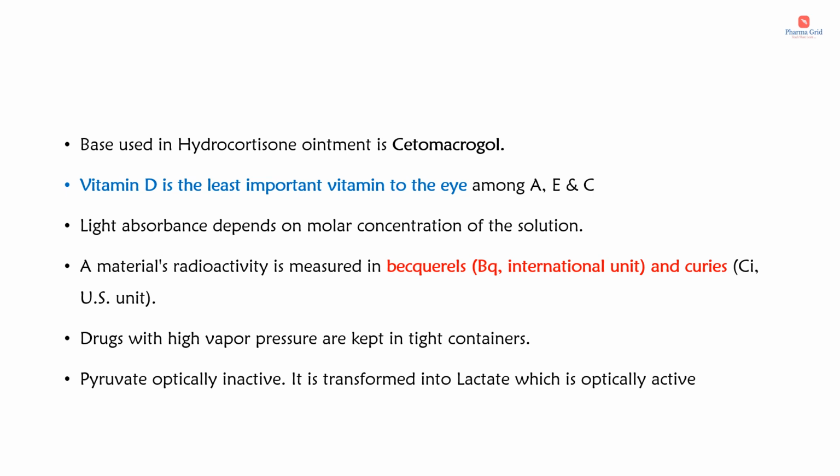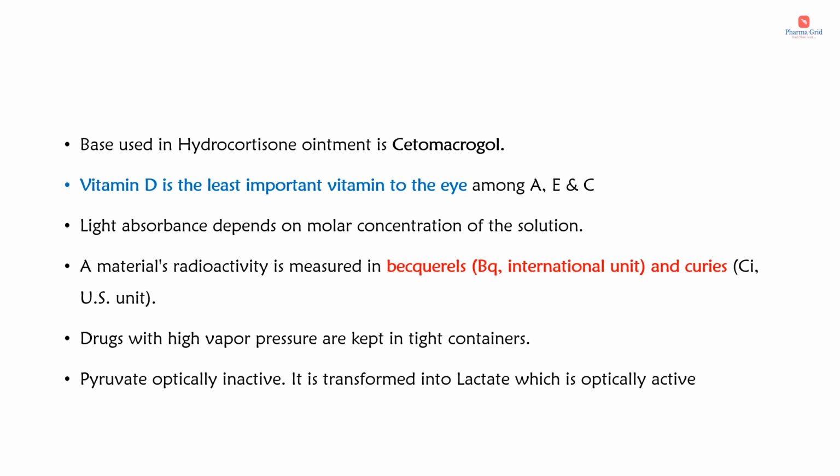Base used in hydrocortisone ointment is cetomacrogol. Vitamin D is the least important vitamin to the eye among vitamin A, E and C. Light absorbance depends on molar concentration of the solution. Then a material's radioactivity is measured in becquerels in international units and curies in US unit.